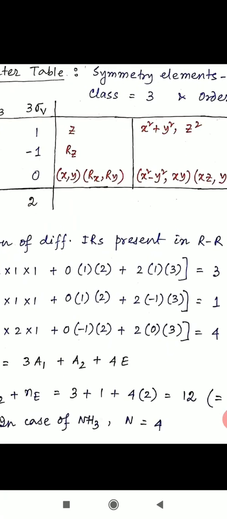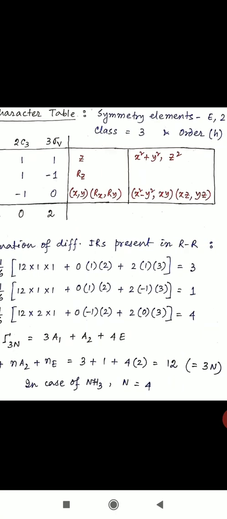Then I am going to region number 5. In region number 5, we have to write the translational and the rotational modes. That is, I have written here Z, Rz, X and Y, Rx and Ry. And in case of region number 6, I have written the quadratic functions, that is x square plus y square and z square. The next one is blank, and at the next level I have written x square minus y square and xy, and again xz and yz.